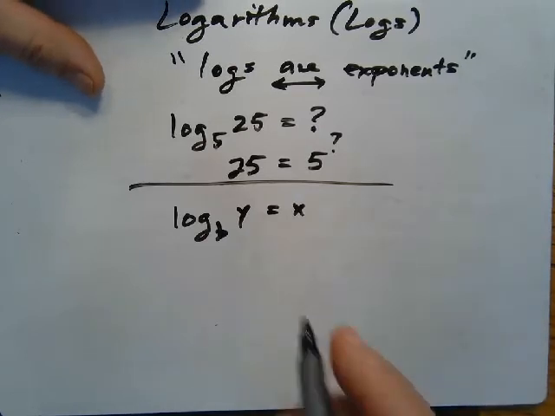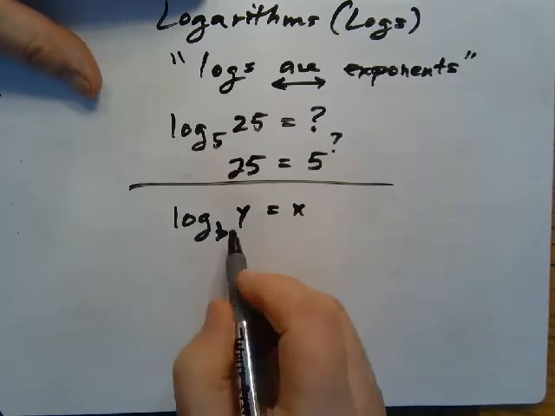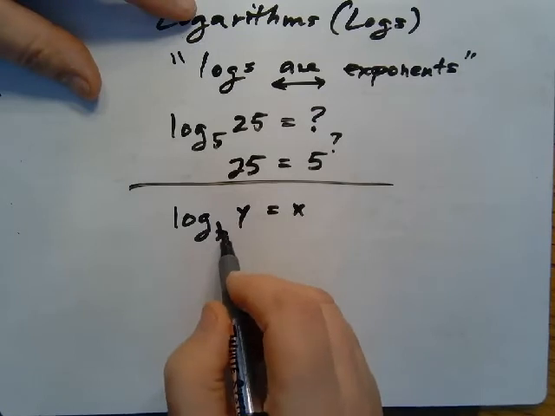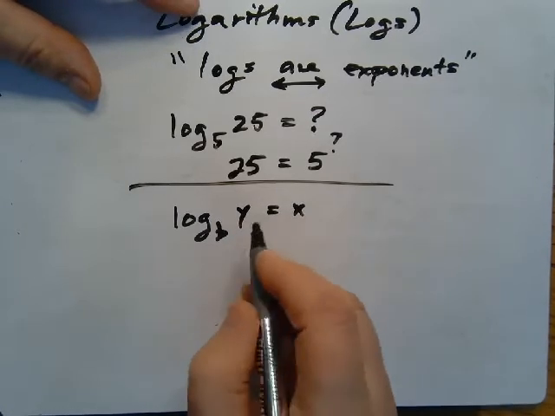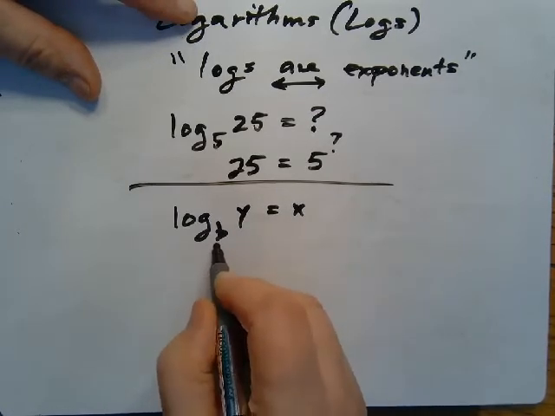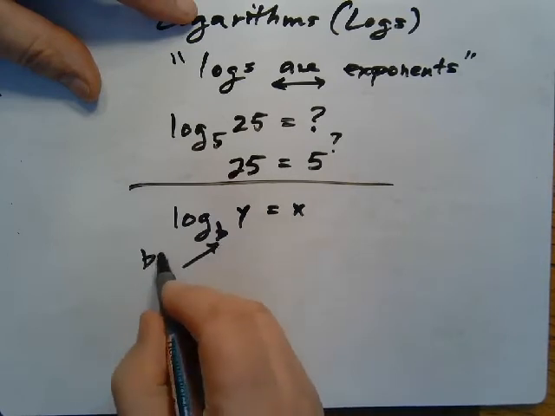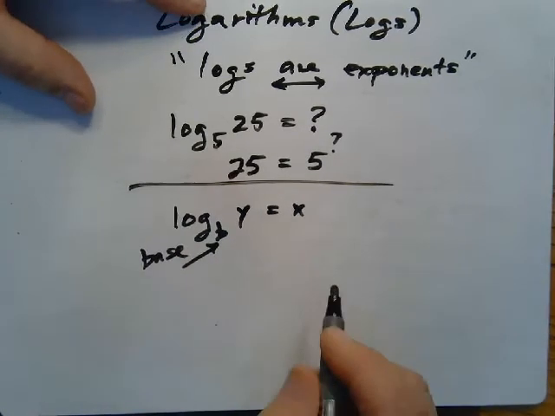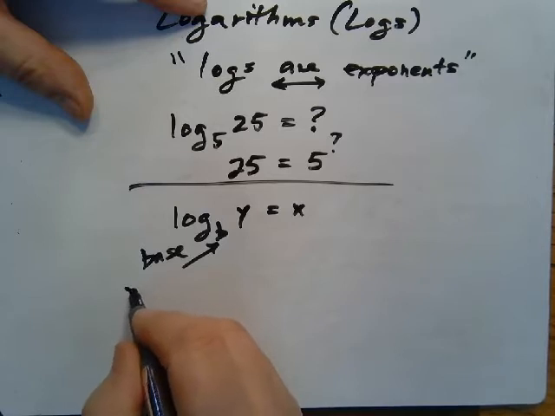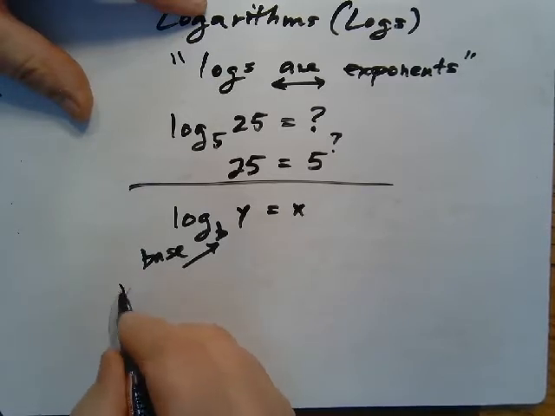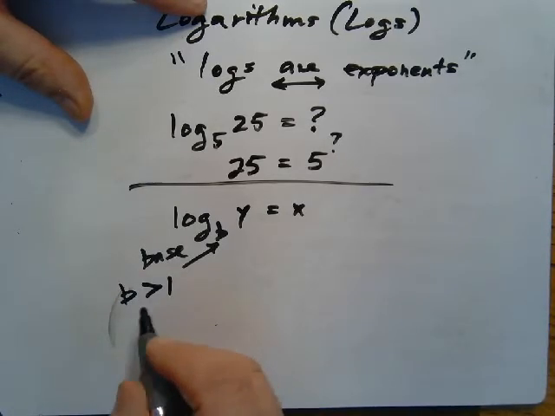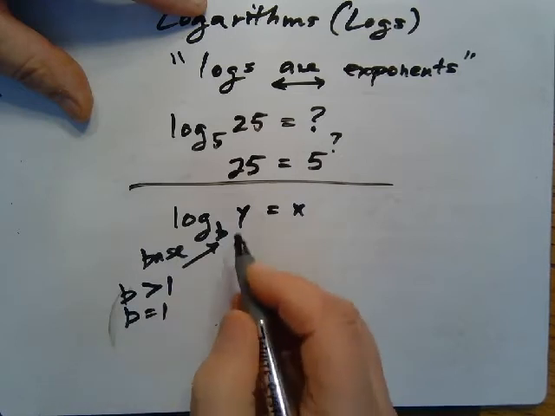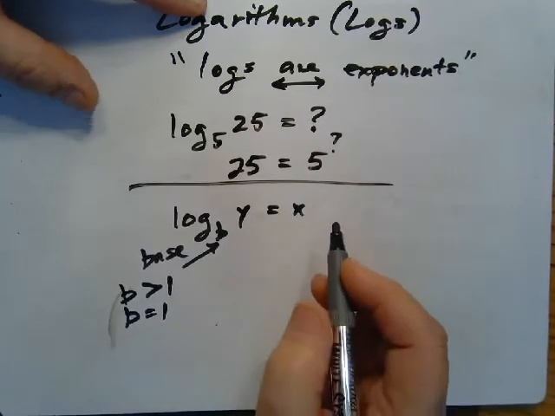Let's talk about it another way, and let's just put letters here. Log base b of y equals x. We're going to give these some names. This we know is called the base. And as you recall, the base has some restrictions. The base is greater than 1, and the base cannot be 1. There are some restrictions on the base.